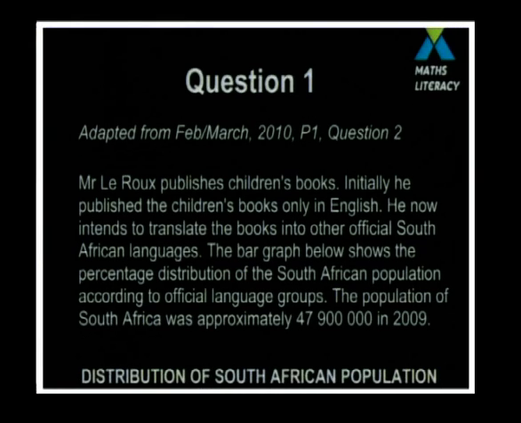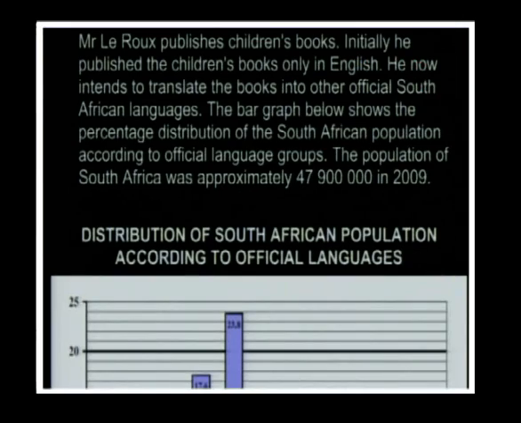It says, Mr. LaRue publishes children's books. Initially, he published the children's books only in English. He now intends to translate the books into other official South African languages. The bar graph below shows the percentage distribution of the South African population according to official language groups. The population of South Africa was approximately 47,900,000 in 2009. So let's have a look at what that bar graph looks like.